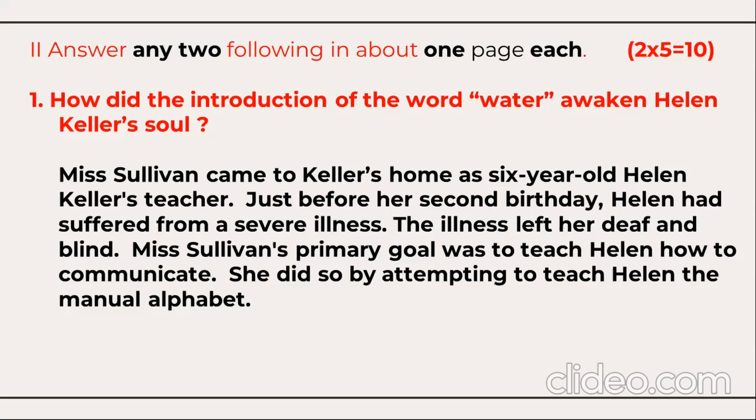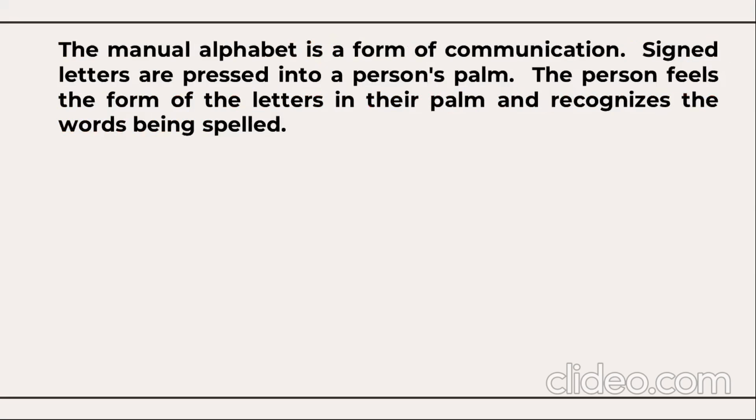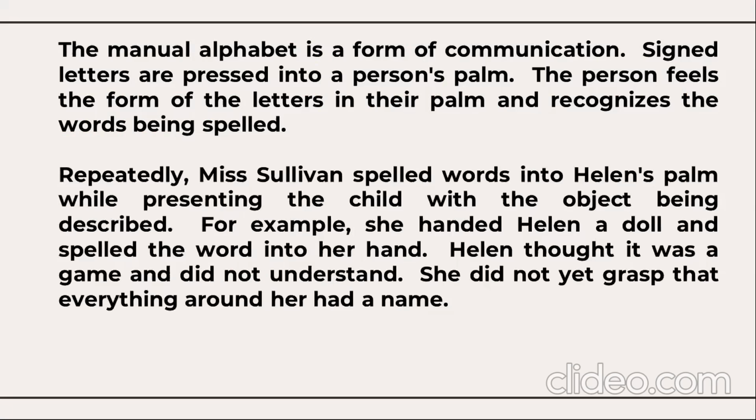She did so by attempting to teach Helen the manual alphabet. The manual alphabet is a form of communication. Signed letters are pressed into a person's palm. The person feels the form of the letters in the palm and recognizes the words being spelled. Repeatedly, Miss Sullivan spelled words into Helen's palm while presenting the child with the object being described. For example, she handed Helen a doll and spelled the word DOLL into her hand.